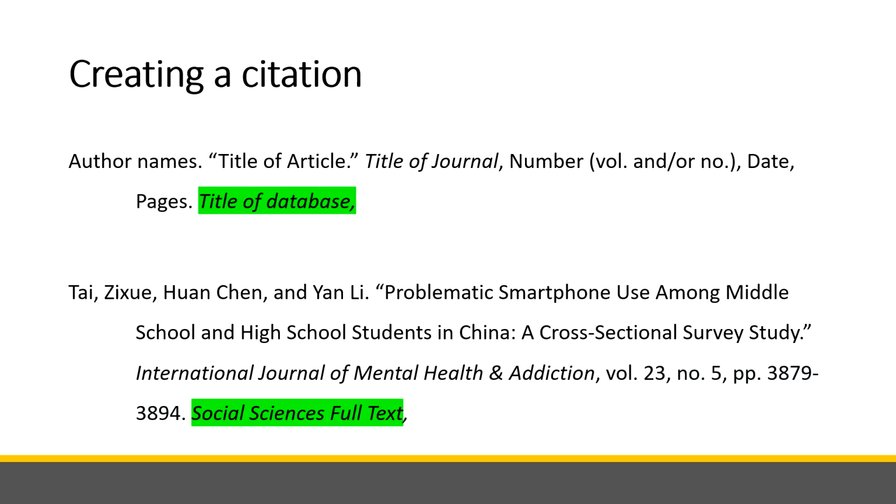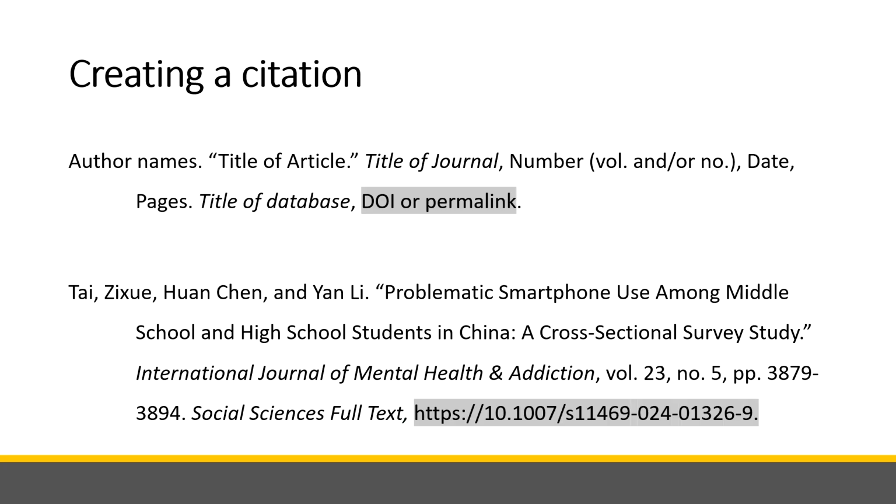The next part of the citation is the database, which is also put in italics. In this case, that is Social Sciences Full Text. The last part of the citation is the DOI, which I will copy and paste from my search result page. This should be formatted as a clickable link, so I will add https:// to the beginning of the DOI. Once again, this section is ended with a period.